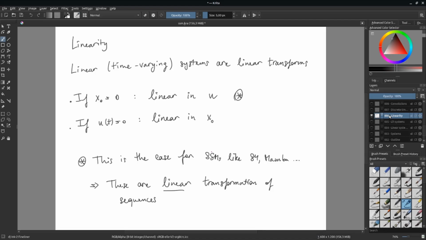This is more interesting for control systems, where you can control the input. In this case, it's the input that we're trying to model, so it's the first case that we're dealing with. And basically these SSMs like S4 and Mamba, they're all linear transformations of sequences. So you map a sequence U to a sequence Y.